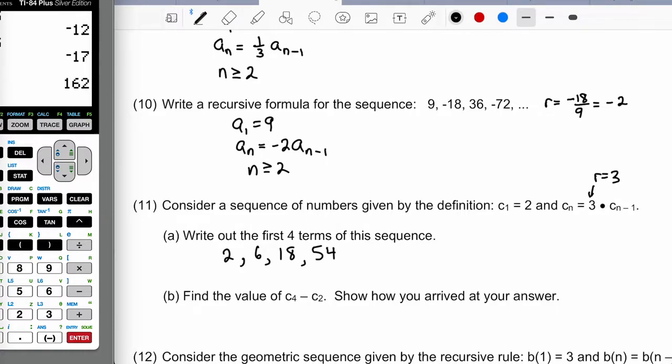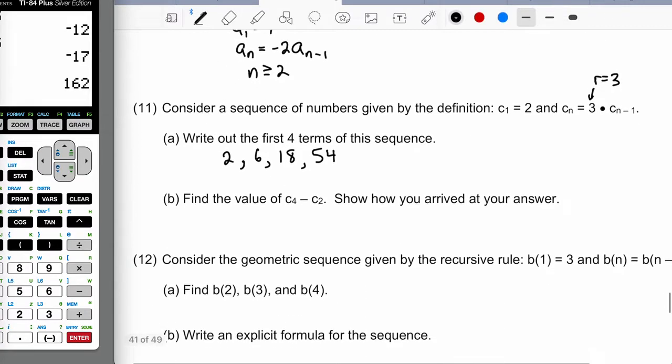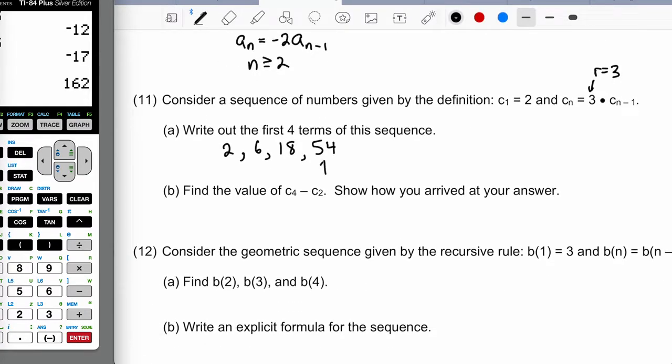They want the value of C. They defined it as C instead of A. So when they say find C4 minus C2, they're saying fourth term, second term. C sub 4 is equal to 54. C sub 2 is equal to 6. C sub 4 minus C sub 2, 54 minus 6, 48.